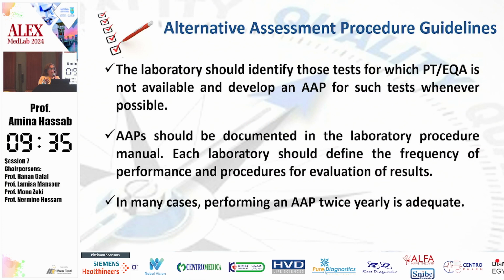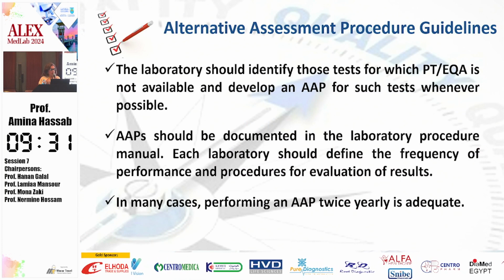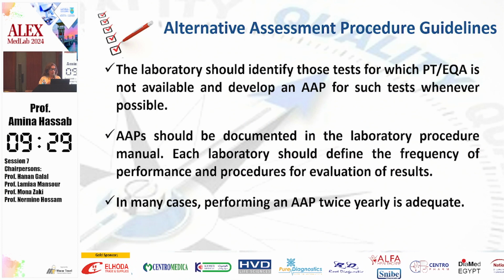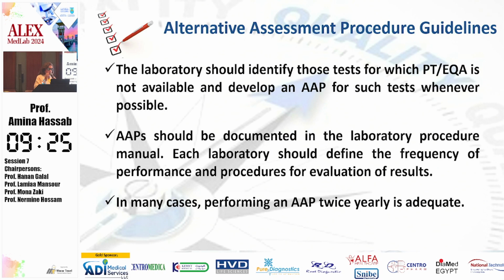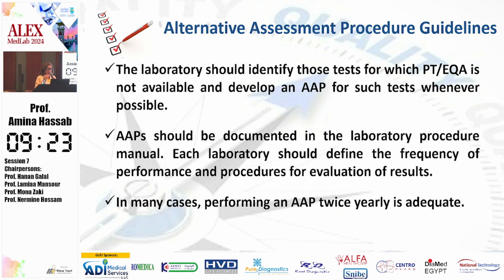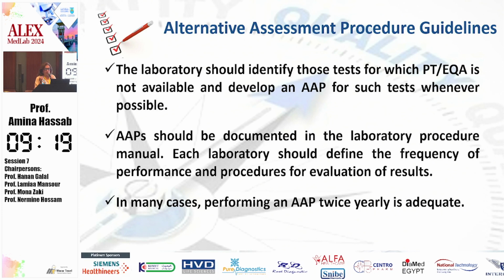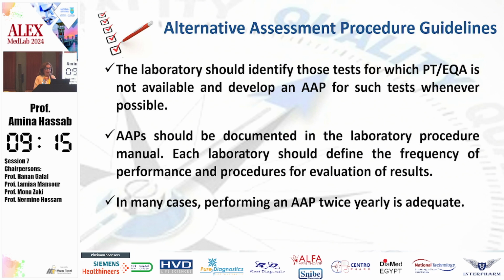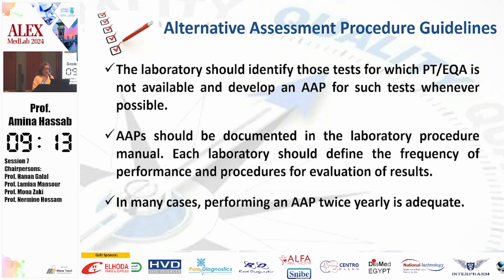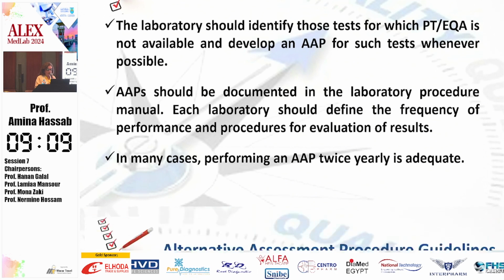So the lab will first define which analytes they would like to have an alternative assessment process for, and you have to document the procedure in your manual and define the frequency of performance of these alternative test assessments. In many cases, twice a year is quite enough, but it's up to the lab, but at least twice.